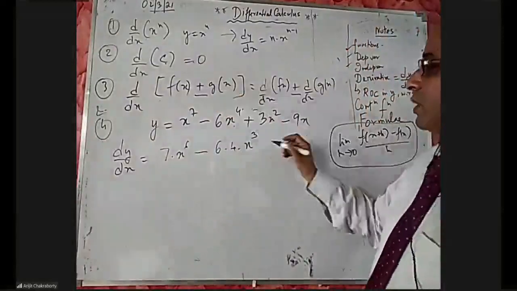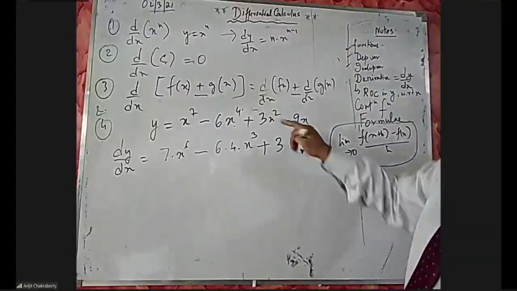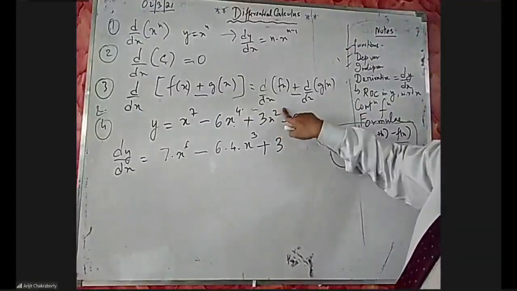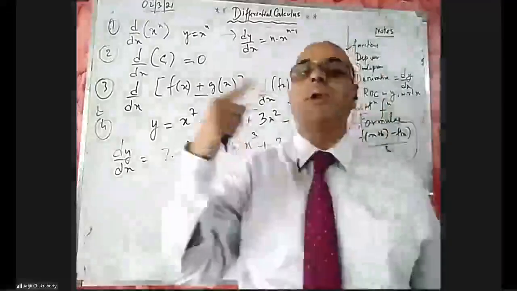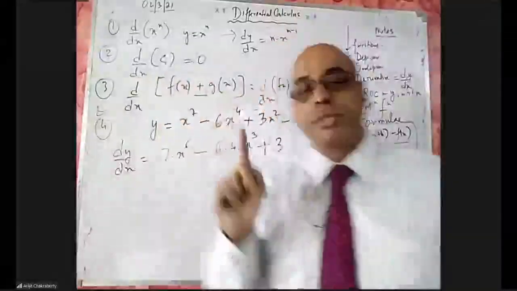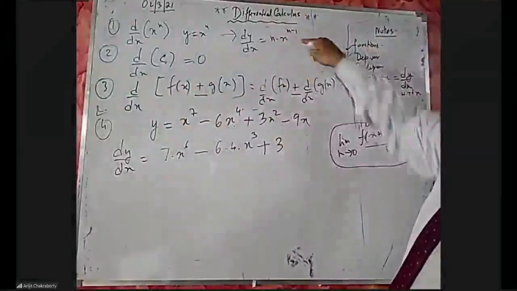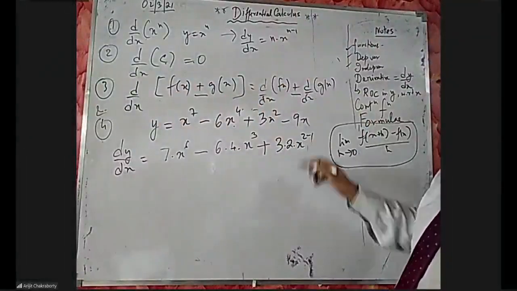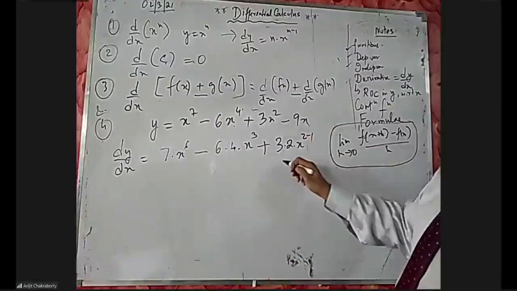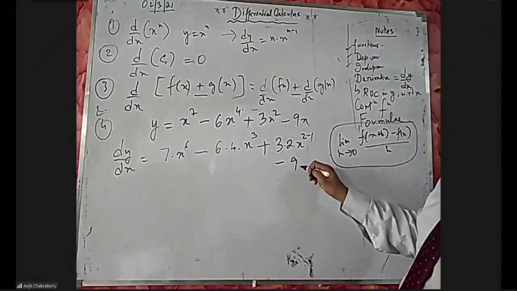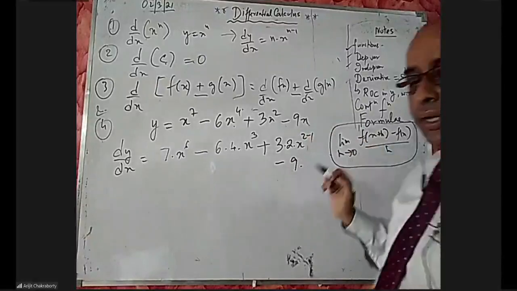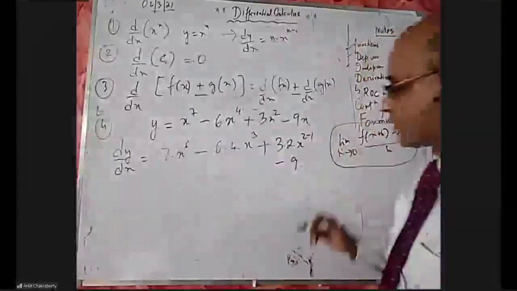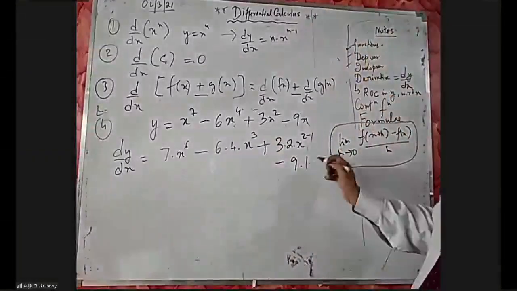Then I have plus, so I will follow the plus sign. Plus 3, 3 will come as it is. x square means x to the power n, here n is 2. So the formula is nx n minus 1, so I will write 2 into x to the power 2 minus 1. At the end, I have minus 9x. This will be minus 9 into dx by dx, so 1. 9 into 1.